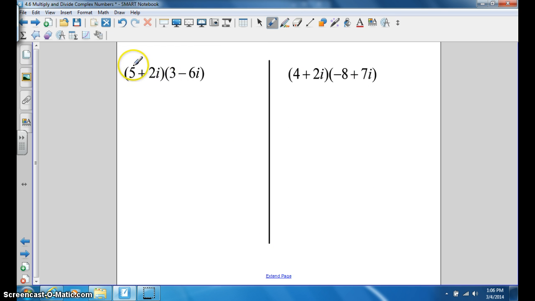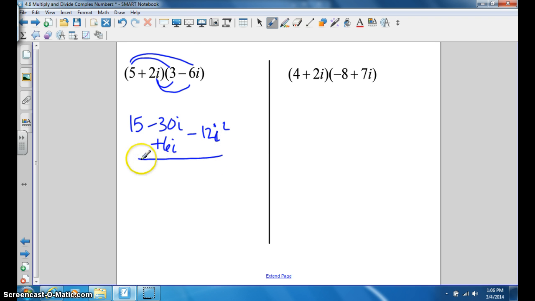Now for these examples here, we have to FOIL distribute these. So we have 5 times 3, which is 15. Then we have 5 times -6, which is -30i, and 2i times 3, which is 6i, and 2 times -6 is -12i squared. Now we just need to collect like terms. First, I'm going to collect the i's. When I collect these i's, I get -24i. Now I'm just going to bring down my 15 and my -12i squared.